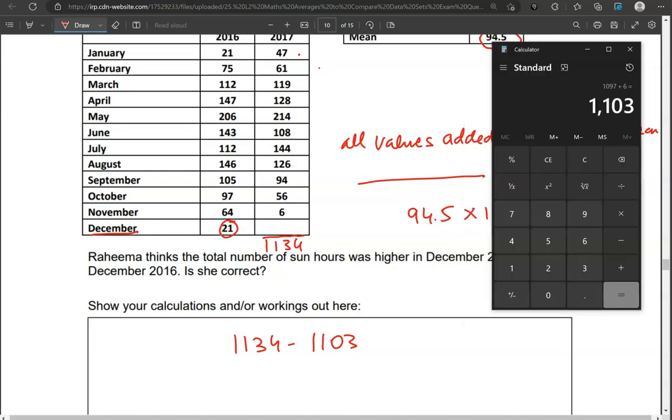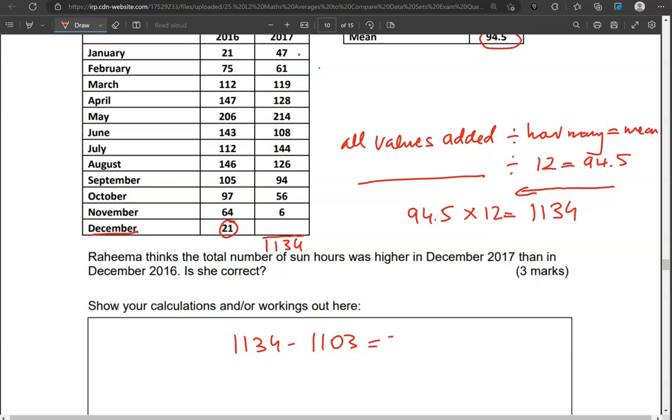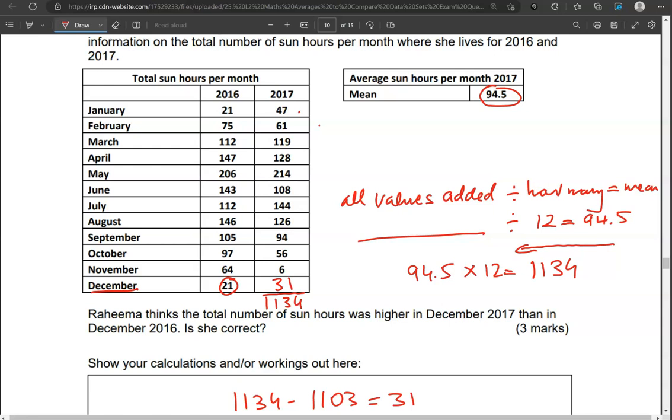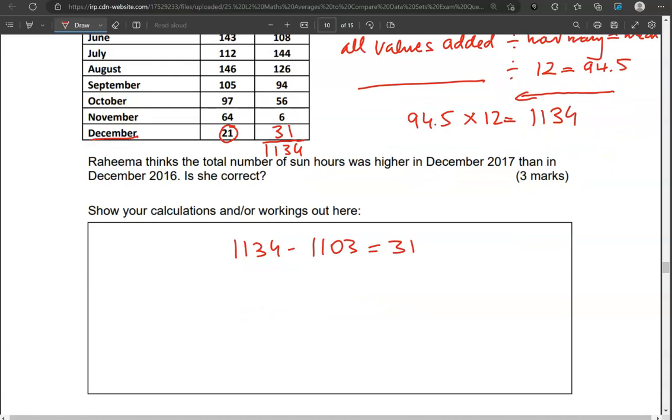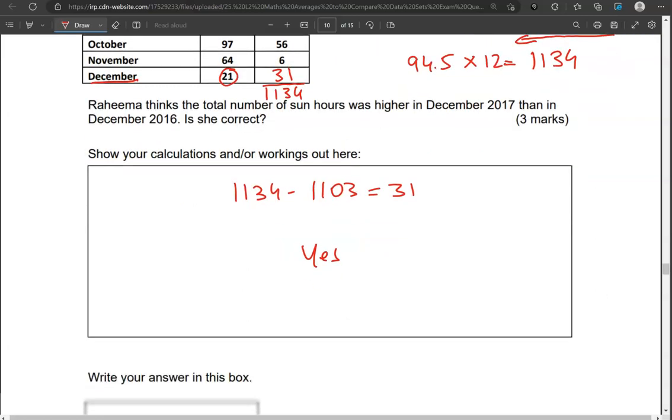So we'll do 1134, take away 1103, gives us 31. So that is 31 hours of sun for December 2017. Rahima thinks the total number of sun hours was higher in December 2017 than December 2016. Is she correct? We can say yes, because 31 is greater than 21.